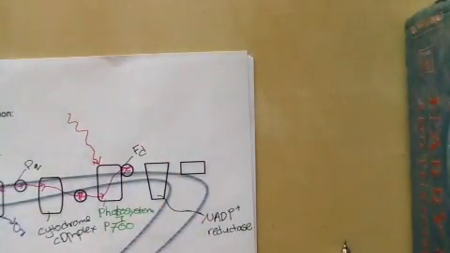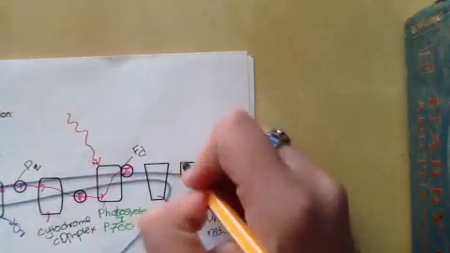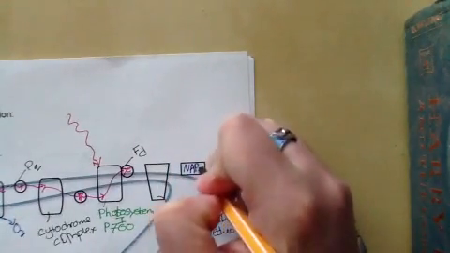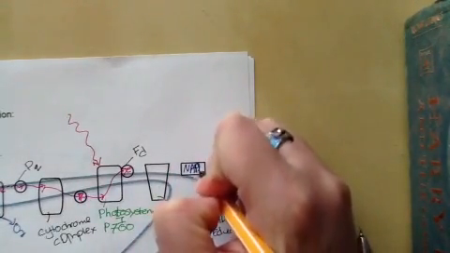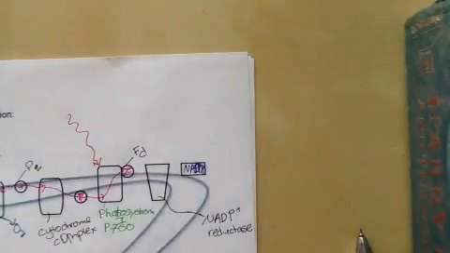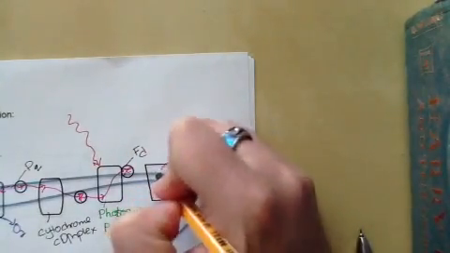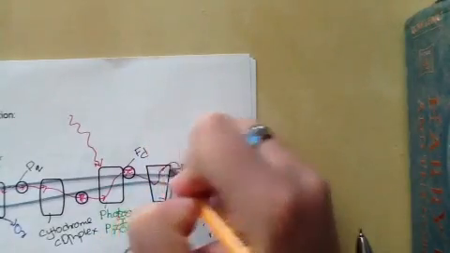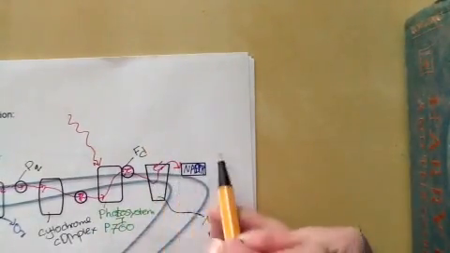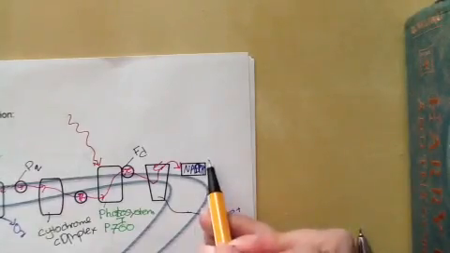So this little box here is going to be NADPH, and it becomes that when it accepts an electron. Okay, before it was just NADP plus, and when it accepts an electron, it also gains a hydrogen. It pulls a hydrogen out.